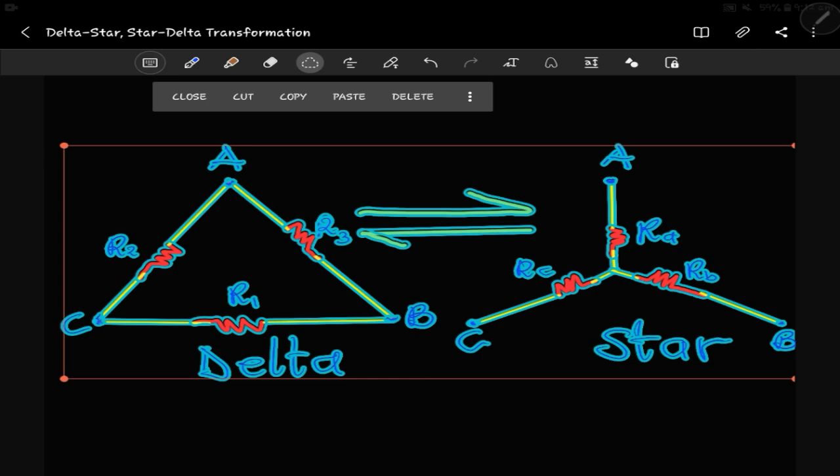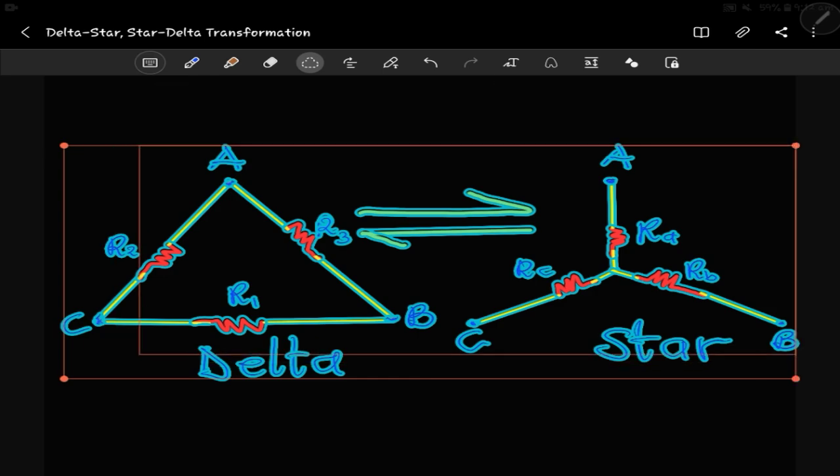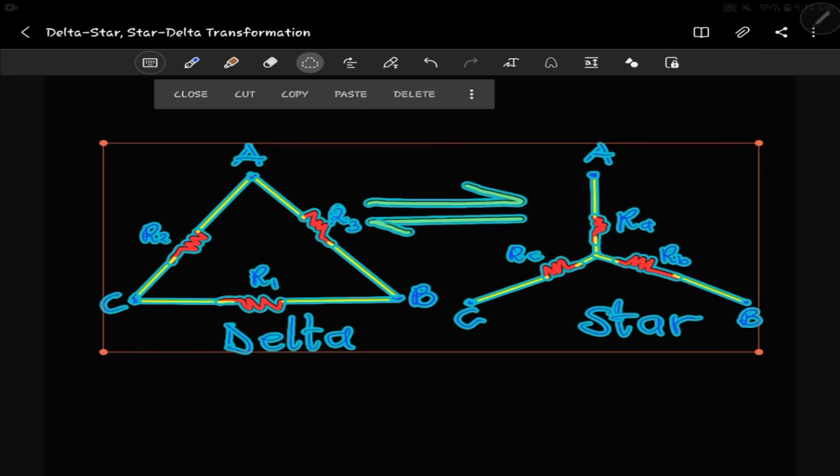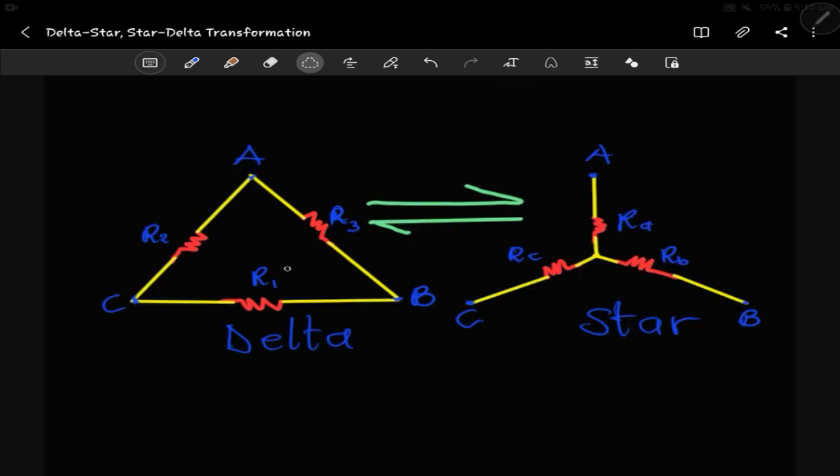So what the whole transformation is saying is that you can transform delta to star or star to delta, right? But then one thing we should have in mind is that these two are related this way. I'm going to intersect the diagram so we see clearly what's happening.